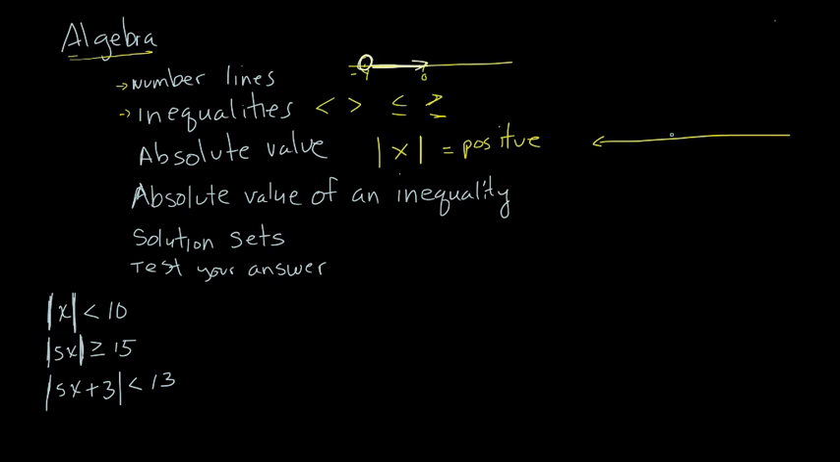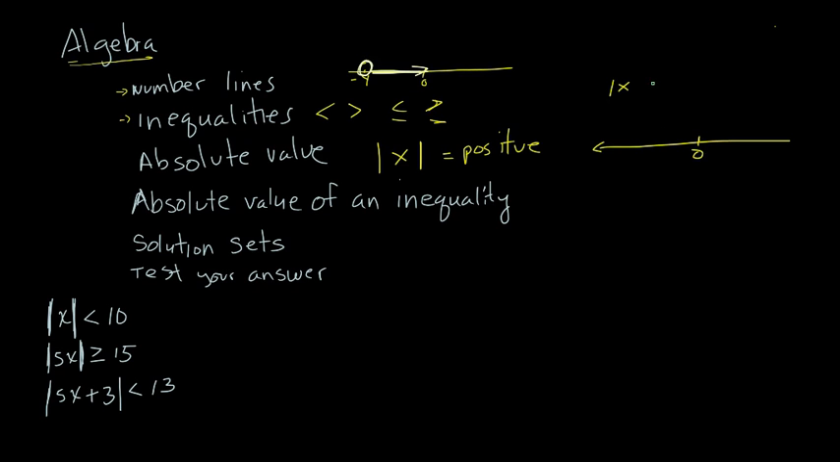So if you have a number line with 0, so let's say they give you the absolute value of x greater than 5. Well, if you didn't have the absolute value symbols there, it would just be x greater than 5. So you would find 5 on your number line, and all values greater than 5 would be the solution set for that.